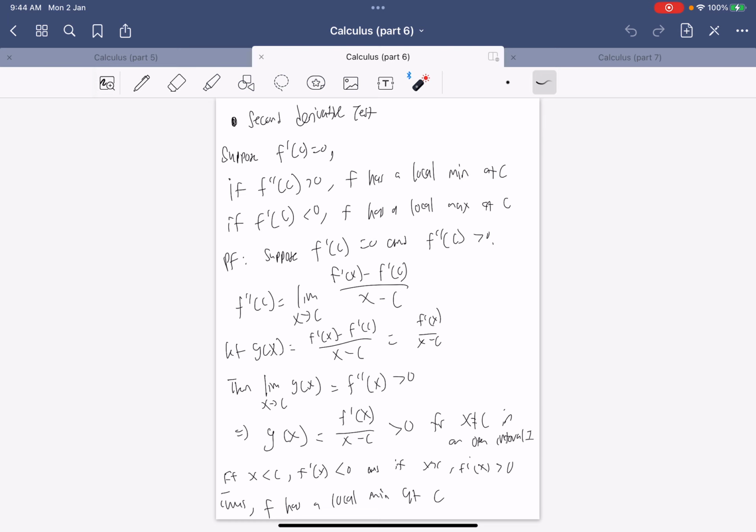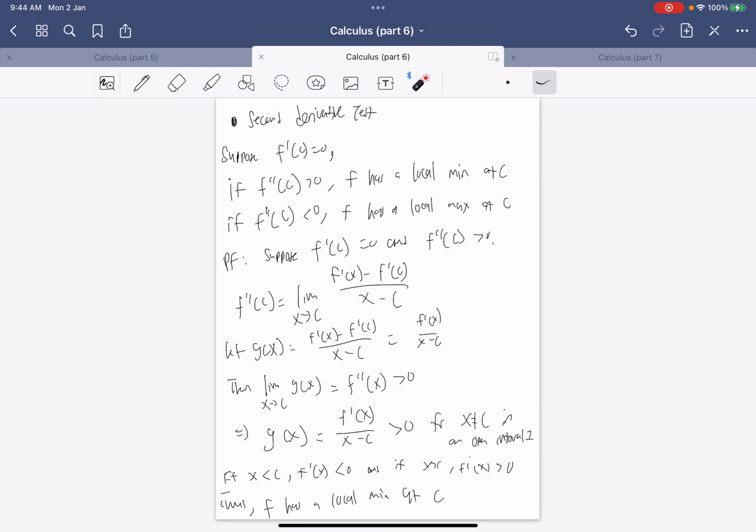So now you take, if f'(c) is 0 and its second derivative is also positive, meaning it's twice differentiable, then you know that f has a local minimum at c. And if the second derivative is negative, then it has a local max at c. So now you can just take the second derivative and determine whether it's positive or negative to determine whether it's a minimum or maximum.